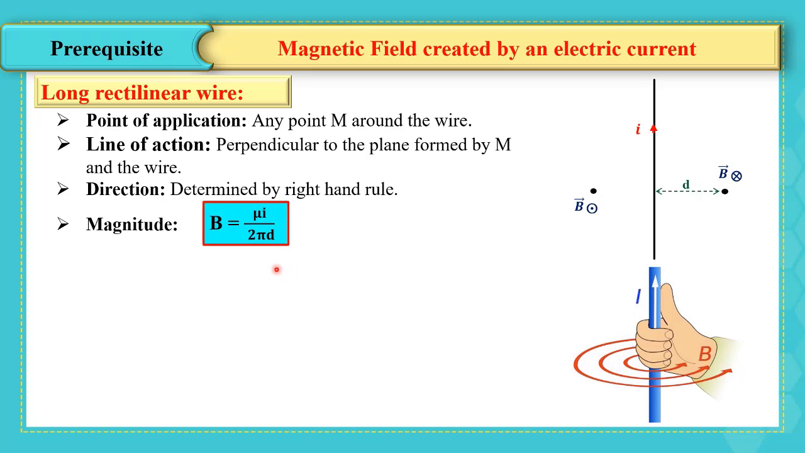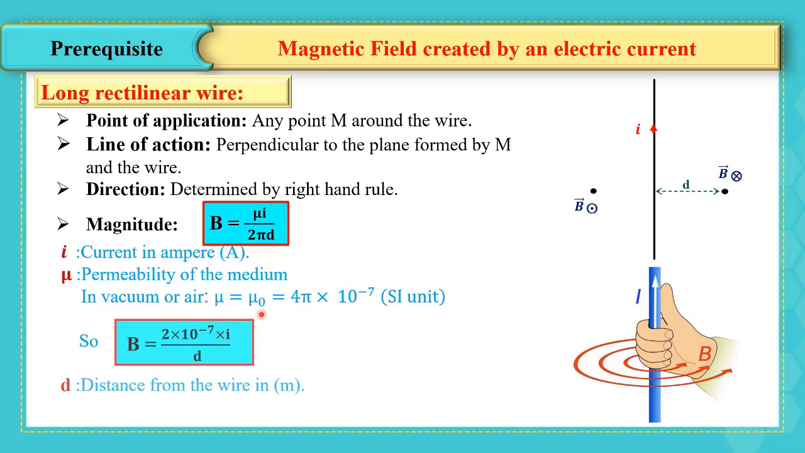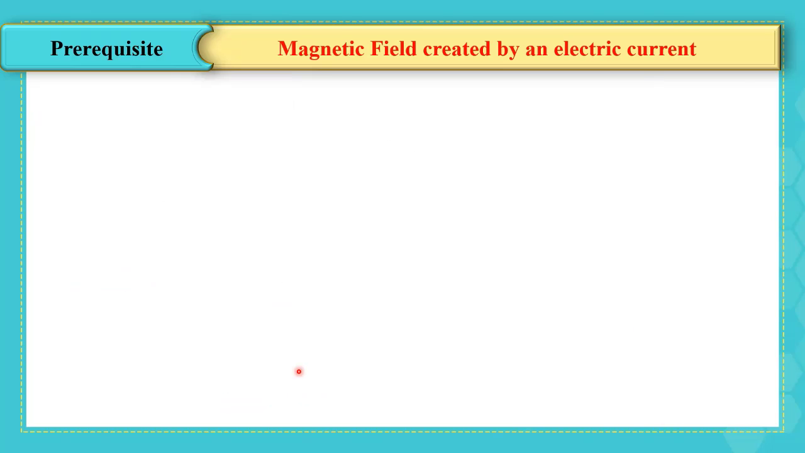The magnitude of this magnetic field at point M is equal to mu I over 2 pi d, where I is the current in ampere, and mu is the permeability of the medium. If the medium is vacuum or air, mu equals mu 0 equals 4 pi times 10 to the power minus 7 in SI units. So B will be expressed as 2 times 10 to the power minus 7 I over d, where d is the distance from the wire in meter.